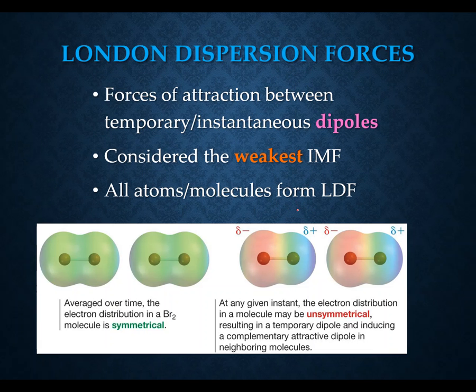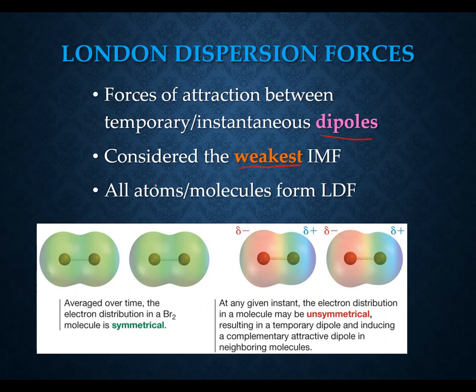Now, London dispersion forces. They're forces of attraction between temporary instantaneous dipoles. So these are created based off of the conditions that they're in. They are considered the weakest of all the IMFs, because IMFs in general are weaker than the other forces, but this is the weakest of the IMFs.